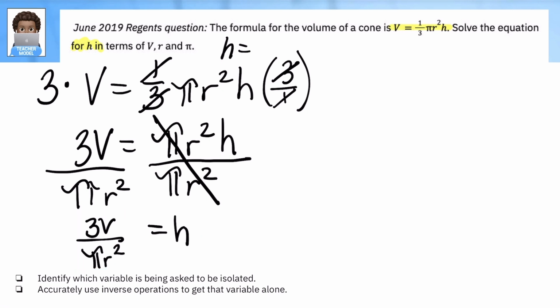Draw that a little better. There we go. All right, Math Marvels, that's what we did. We rewrote the equation in terms of h. That's all it meant. It meant to isolate the variable h. So I was able to identify what variable is being isolated. And anytime it says solve the equation in terms of or for this, that is how they tell you which one. And then I used my inverse operations to get that variable by itself.